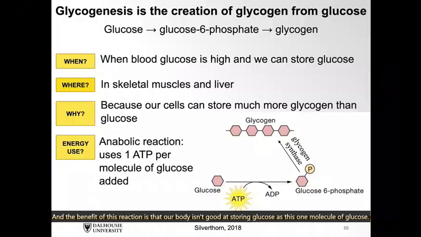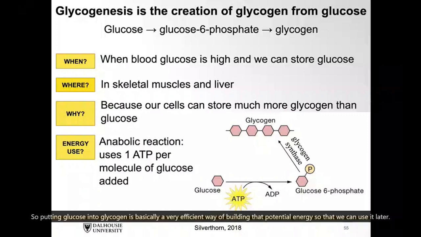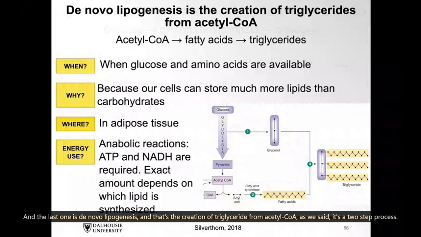And the benefit of this reaction is that our body isn't good at storing glucose as one molecule of glucose. We can only store a very limited amount of glucose per se. But when you put glucose into glycogen, it becomes much easier to store that glucose. So putting glucose into glycogen is basically a very efficient way of building that potential energy so that we can use it later. And the last one is de novo lipogenesis, and that's the creation of triglyceride from acetyl-CoA.